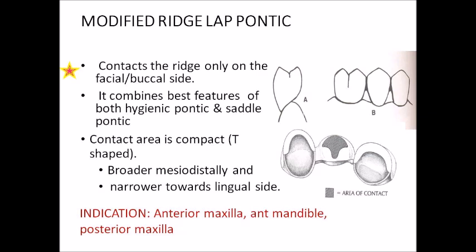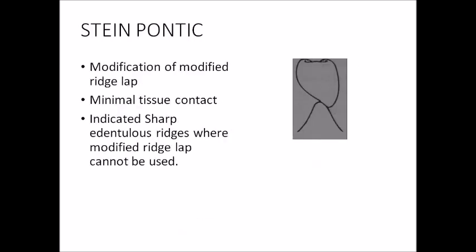The contact area of the modified ridge lap pontic is T-shaped. That is, it has a broader mesiodistal width and a narrower lingual side. These are indicated in the anterior maxilla, anterior mandible, and posterior maxilla. In these areas, where aesthetics is the predominant requirement, we use the modified ridge lap pontic. Conical pontic is again a modification of the modified ridge lap pontic. Here the tissue contact is even less. These are indicated in cases where there is a sharp edentulous ridge and a modified ridge lap cannot be accommodated.